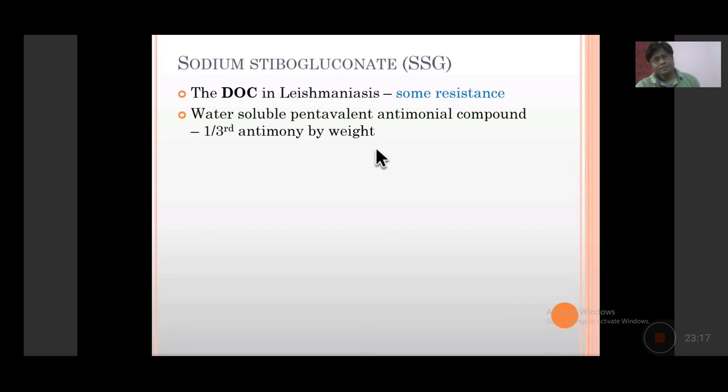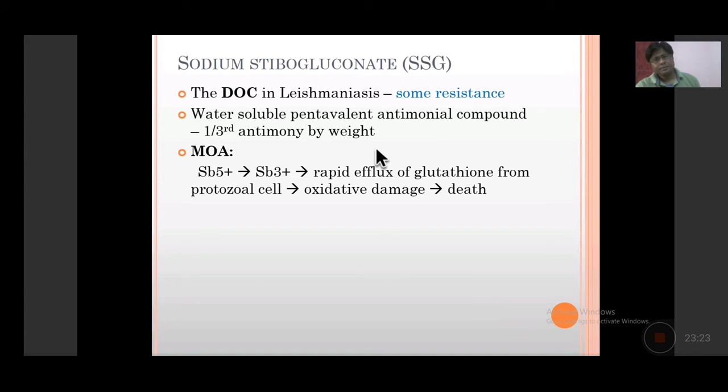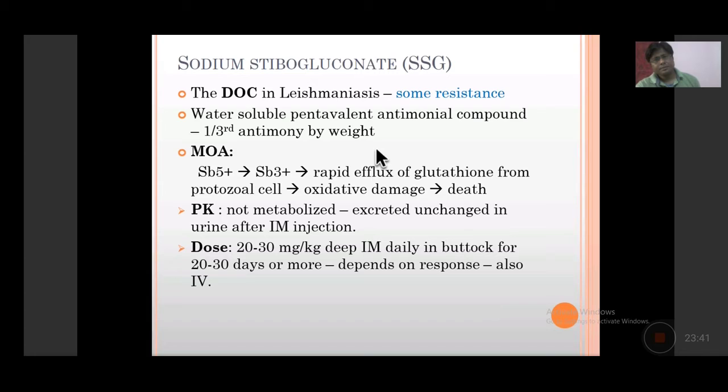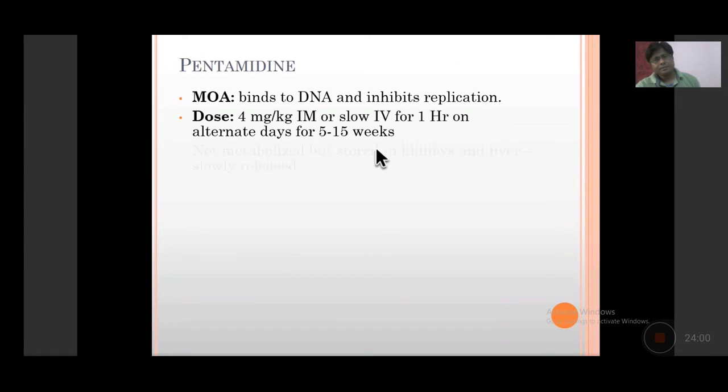It is a water-soluble pentavalent antimonial compound. The mechanism of action is proposed as: this pentavalent is converted to trivalent antimony, which rapidly effluxes glutathione from the protozoal cell, which leads to oxidative damage to the protozoa and death. It is not metabolized and is excreted unchanged in urine after intramuscular injection. So it is not toxic for liver, but toxic for kidney, and doses you need not remember. ADR is again very mild, like nausea, vomiting, metallic taste, but QT prolongation has also been seen with sodium stibogluconate. Another drug is pentamidine.